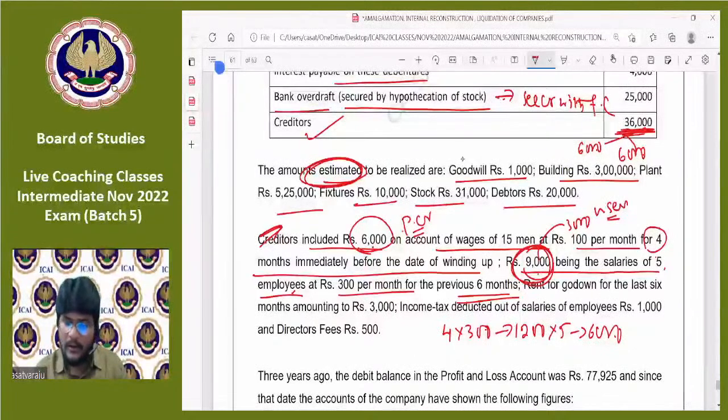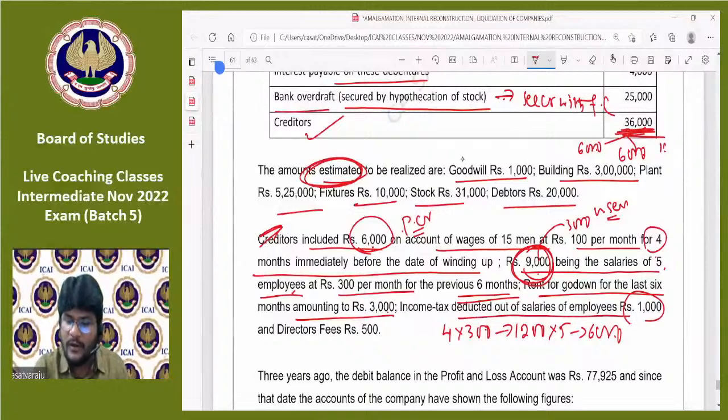Okay. Next. Rent for the godown for the last 6 months amounting to 3,000, which is pure unsecured creditor. Income tax deducted out of salaries of the employees was 1,000. Yes, 1,000 is also a preferential creditor, and director's fee was also 500. Director is not an employee. That's why director's fee is also an unsecured creditor.